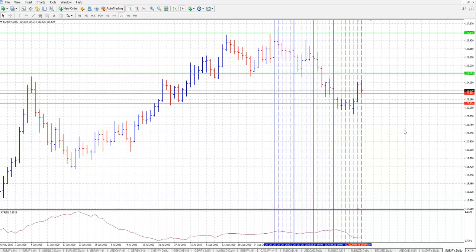But the Setti Ponti indicator that we're going to be coming up with is going to give a good indication of what's happening in the marketplace.